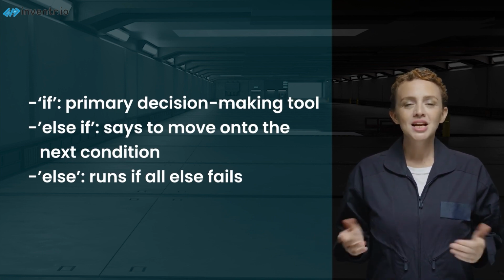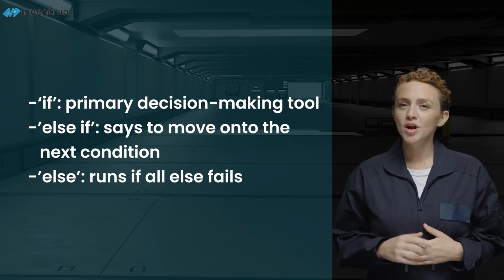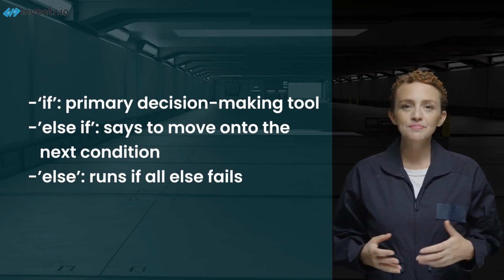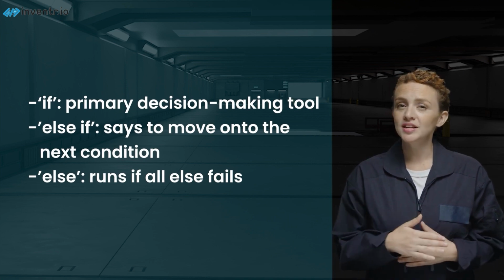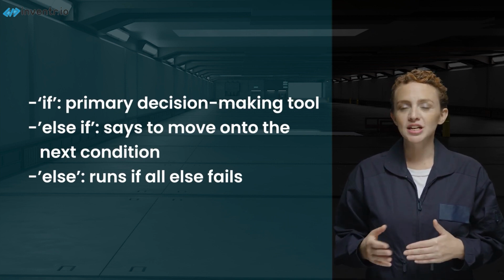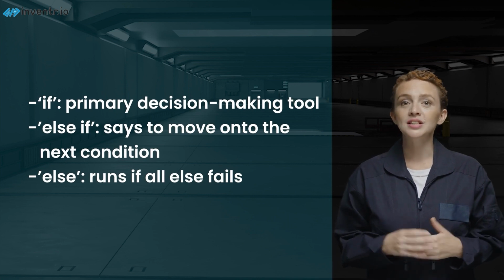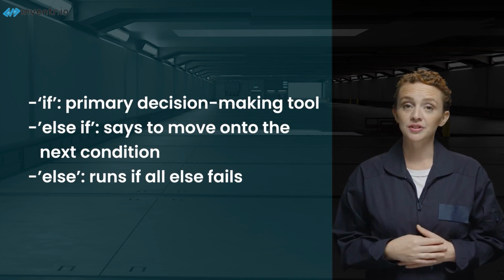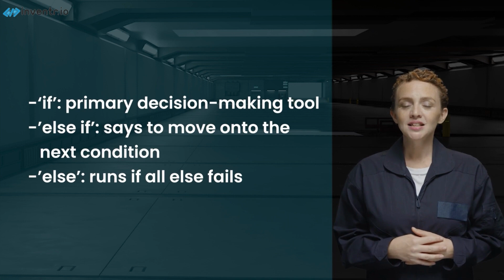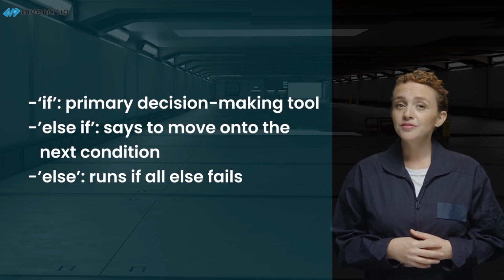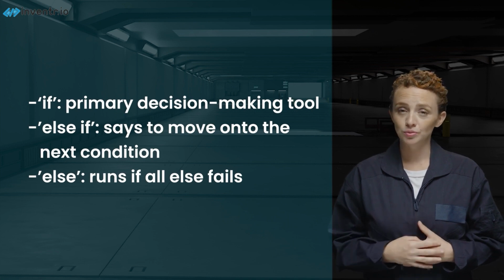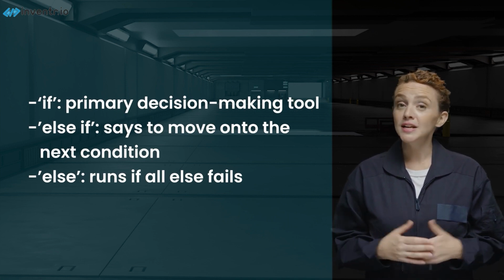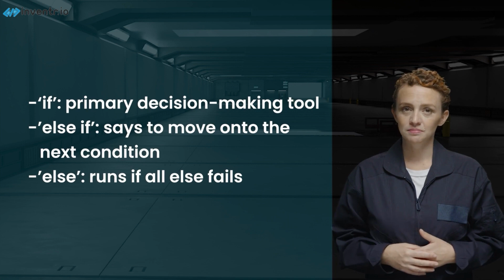Else if. This comes into play when you have more than one condition to check. It's like saying, if the first condition isn't true and doesn't apply, we'll evaluate the next one. It's important to note that an else if always follows an if or another else if. Else. This is the last resort. If none of the previous if or else if conditions are true, then the code in the else block will run. It's like saying, if nothing else works out, let's do this.